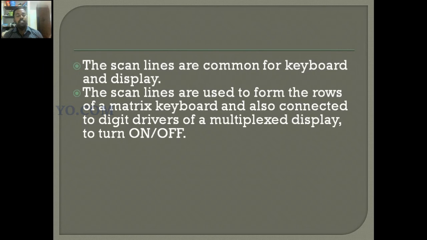So the scan line is common to keyboard and display. The scan lines are used to form the rows of the matrix keyboard and are also connected to the digit drivers of the multiplexed display to turn them on or off. So the scan lines are common to both keyboard and display. The scan line is used to form the rows, and the 8 return lines are used to form the columns.